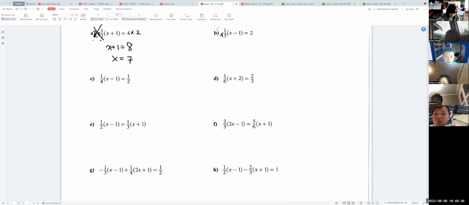Daniel. Times 3. So this one also times 3. So 3 times 1 over 3 is gone. So x minus 1 equals 6. So x equals 7. Get it?